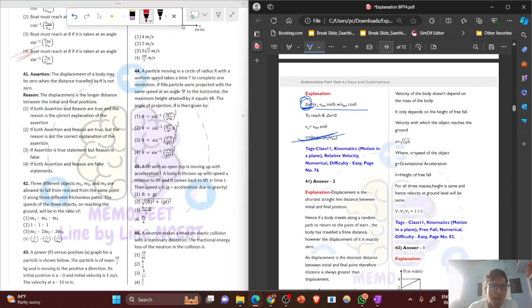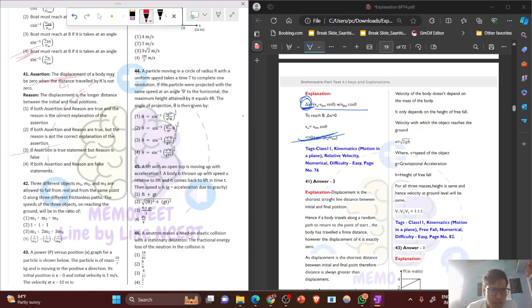The displacement of a body may be zero when the distance traveled by it is not zero. Now, you know distance is always greater than or equal to zero. If the displacement is zero, distance is not necessarily zero. Distance can be bigger. Yes, it is correct. Displacement larger, longer, no, it is wrong. Assertion is correct, but reason is wrong. Third option is the correct answer.